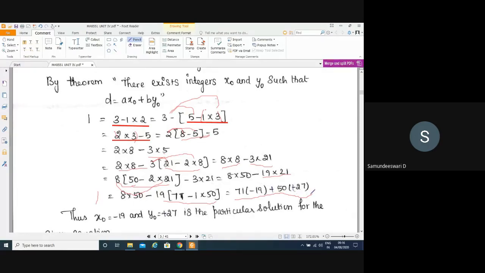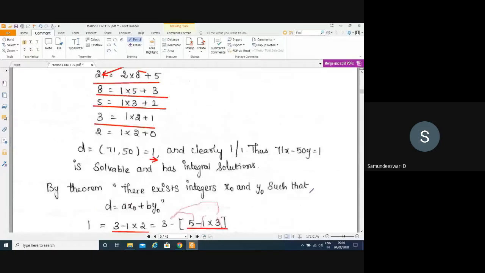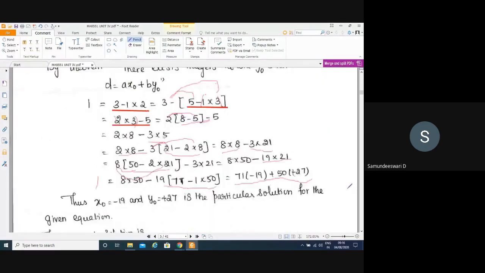I think your c value is also 1, and d value is also 1. This is your actual format: c equals a x naught plus b y naught. No need to multiply any term because it is already of that form. So your x naught value is minus 19 and y naught value is 27.